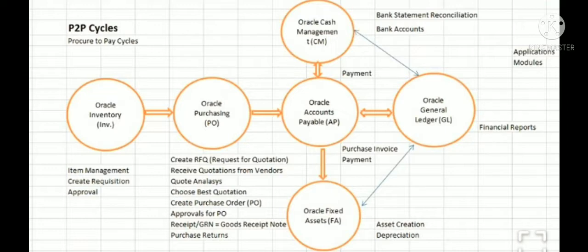It may be 30 days, it may be 60 days, it may be 90 days, it may be 120 days. It will normally depend on the terms and conditions which have been agreed by the buying organization and the selling organization. So basically, once this goods receipt note has been received, it is forwarded to the accounting department.